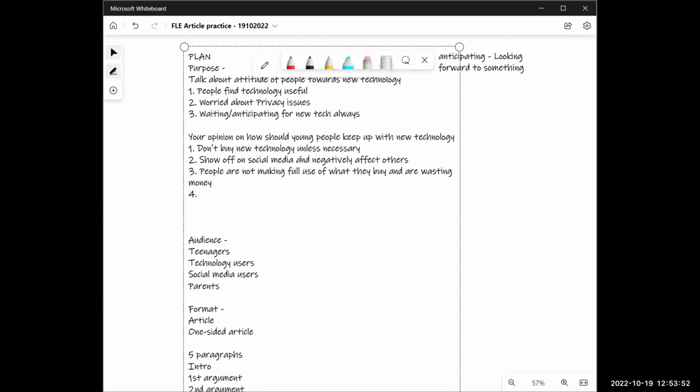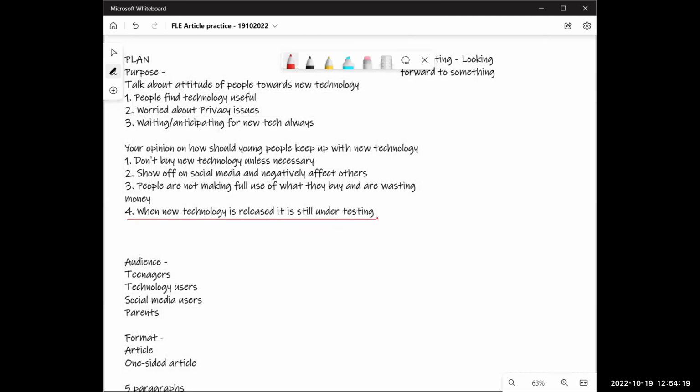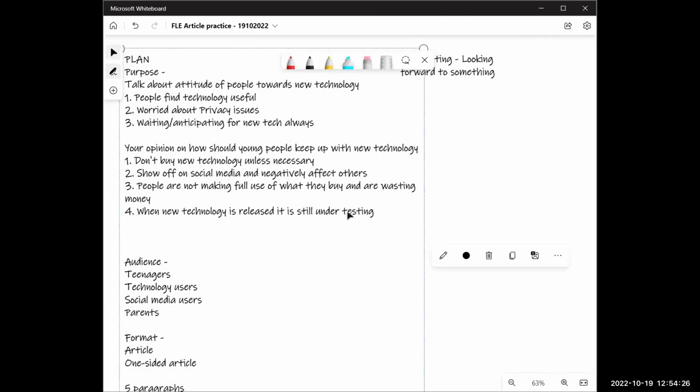In terms of security, when new technology is released, it is still under testing. You know what this means? Read the fourth point, quick. Yes, sir. When new technology is released, it is still under testing.